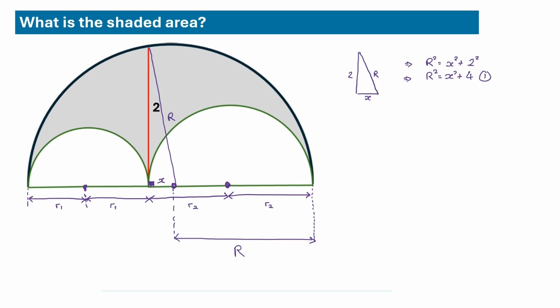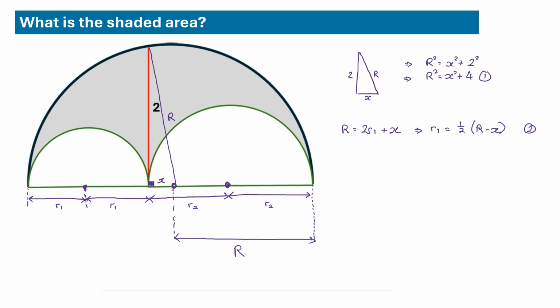The next thing I can notice, looking at the bottom left of my diagram, is that the big radius, capital R, is equal to the radius of the small semicircle, r1, plus the value of x. That gives me equation 2. I'm going to go a stage further and rewrite it as an equation for r1: r1 equals half R minus x. Make sure you're okay with where that comes from.